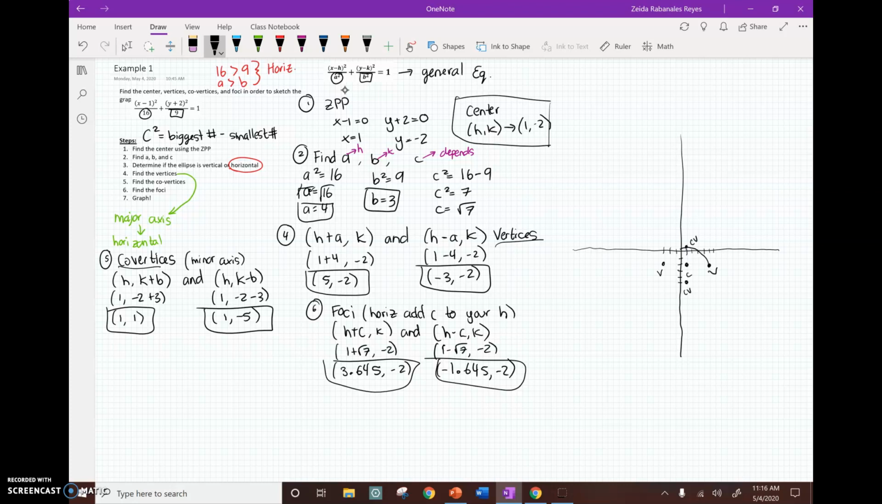And I can connect it because that makes the ellipse. And then the foci points are at 3 point something, 0.64, comma negative 2, and negative 1.6 something, comma negative 2, and those are the foci points.